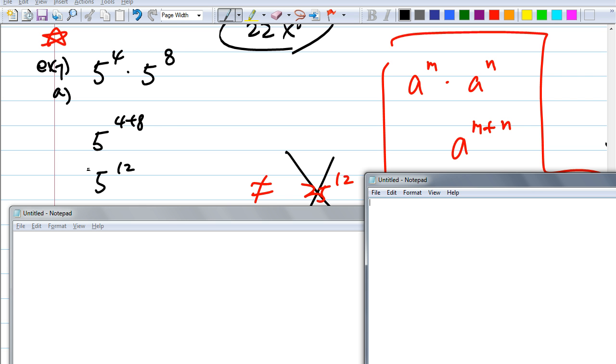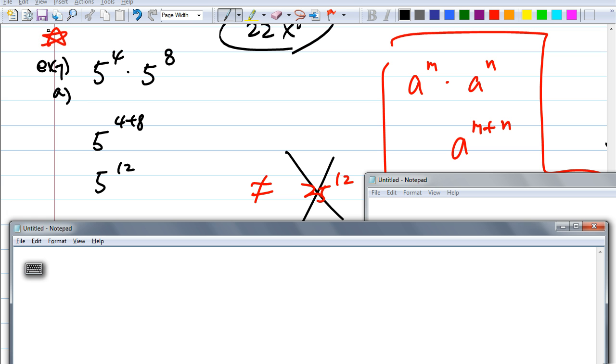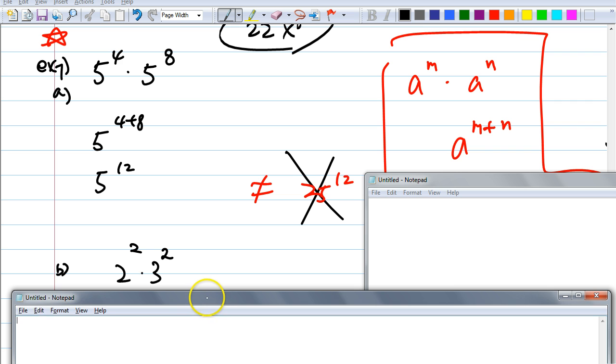Okay? Does that make sense? Guys, do you see why I put a star right here on this one? Okay, so please try this problem. Go ahead, everybody. The last one.